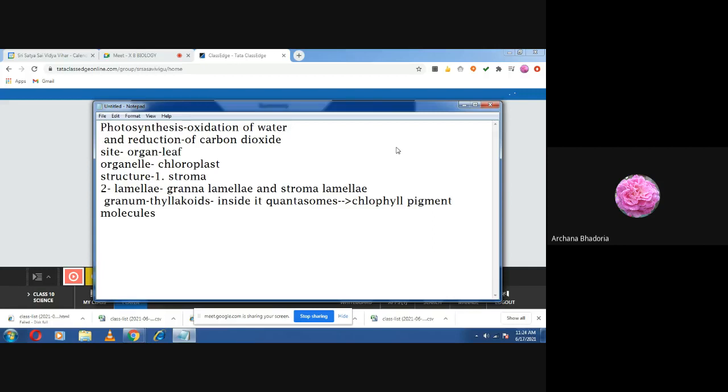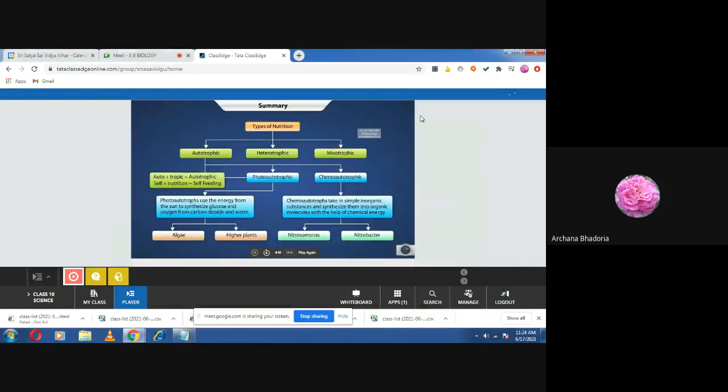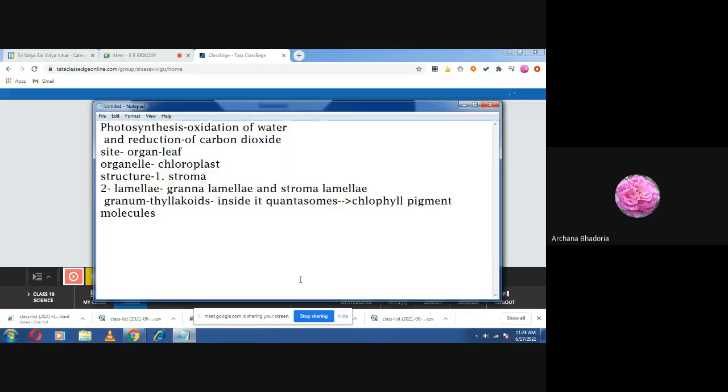into, quick answer I want, glucose. It will get converted into glucose, meaning H2O plus CO2 will get converted into C6H12O6. But for this conversion, the sun's energy will be trapped by the chlorophyll, which is present inside the quantasomes.